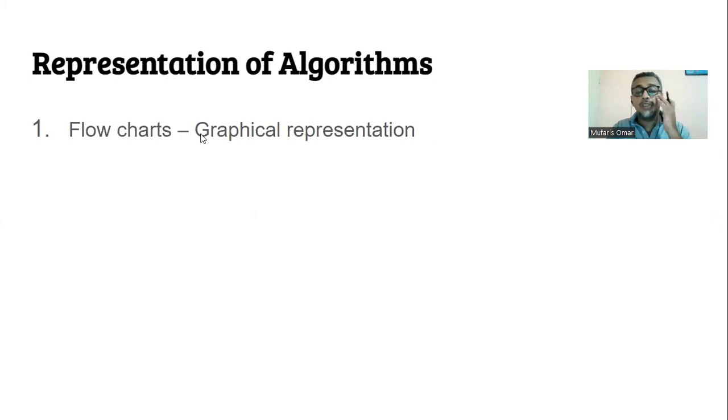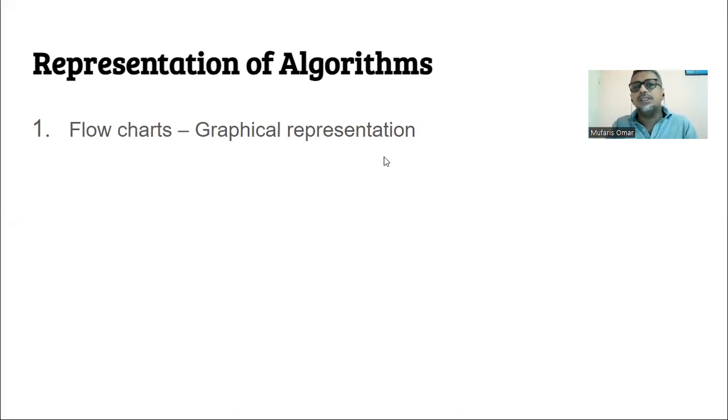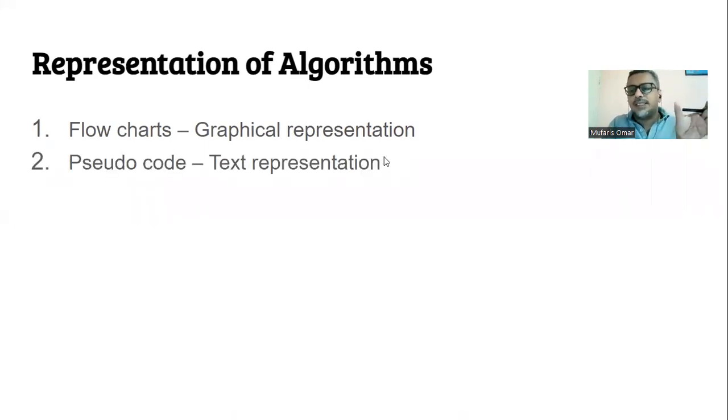In our syllabus we have two methods. One is called flowcharts, which is the graphical way of representing the algorithm. We are going to learn in detail about flowcharts. The second method is called pseudocodes, the text-based representation. So you can represent the algorithm in a standard, accepted way.